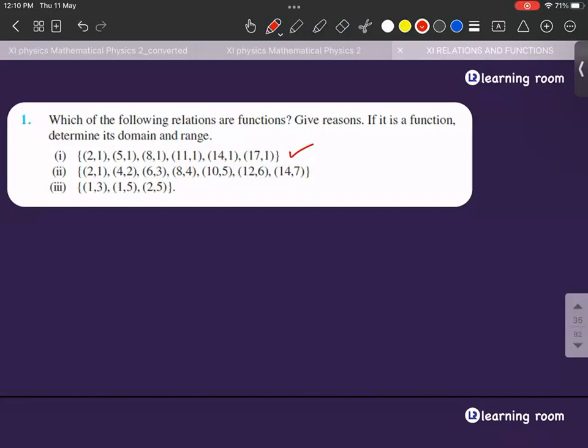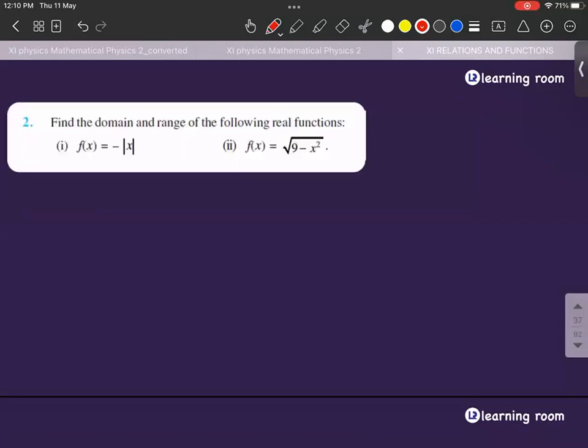What about the second one? It is also a function. Yes. What about the third one? It is not a function, because 1, 3 and 1, 5 have the same starting numbers. Yes.